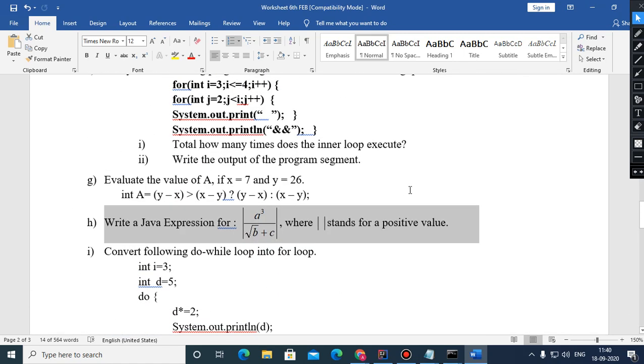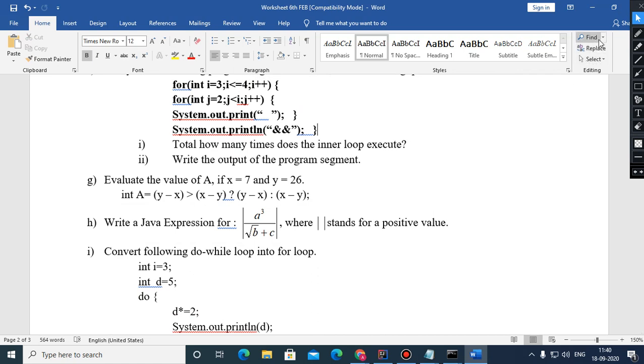This one. Okay, now children, the same worksheet I will be uploading in your GCR, and the remaining questions you have to do on your own.